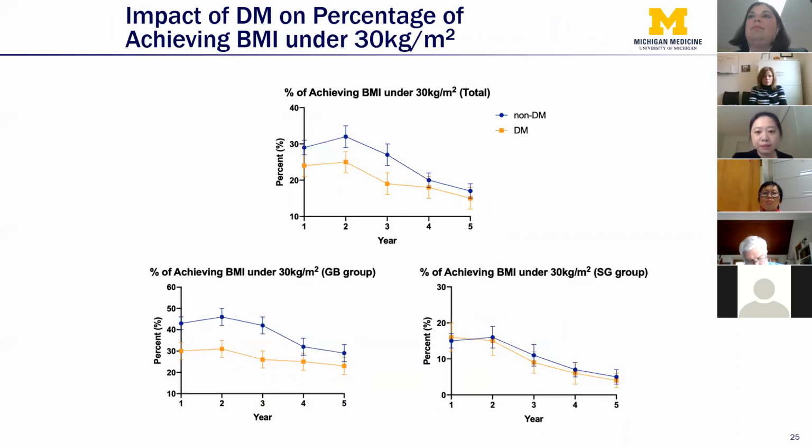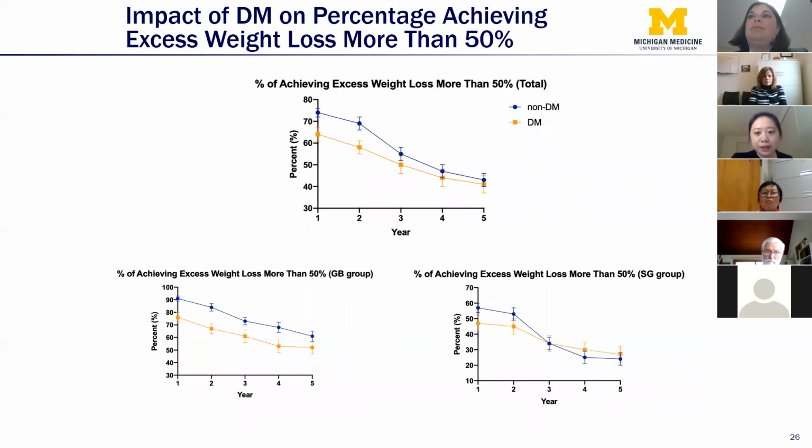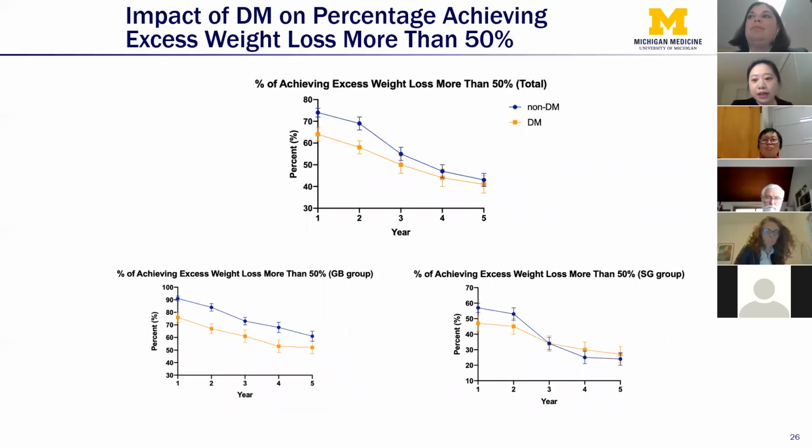Next, please. Here we see the same trend in the percentage of individuals achieving BMI under 30. And next, please. And the percentage achieving excess weight loss of 50% or more.